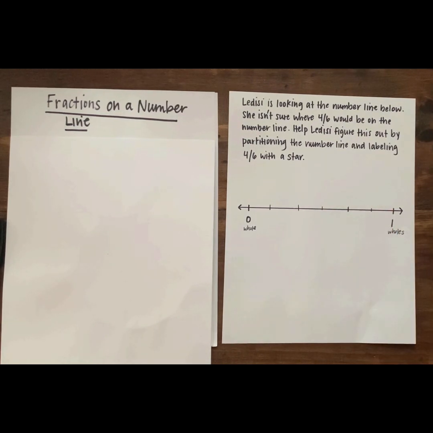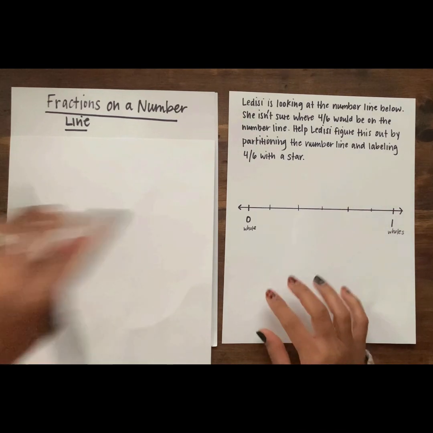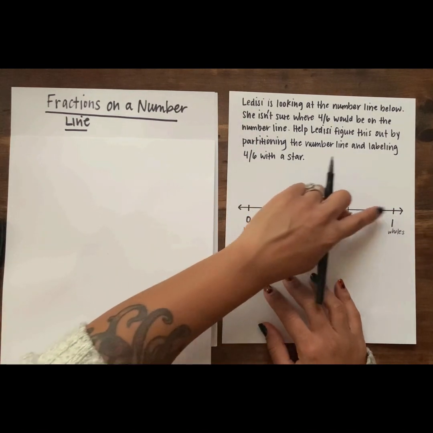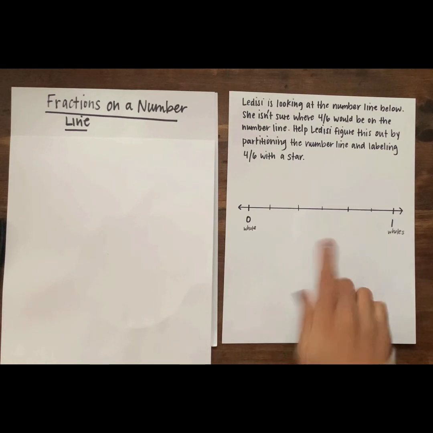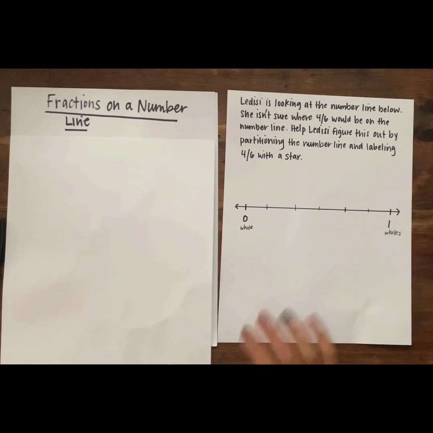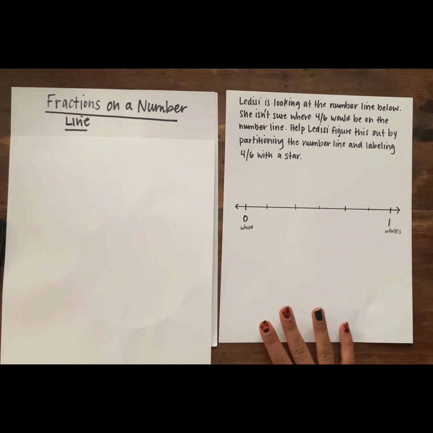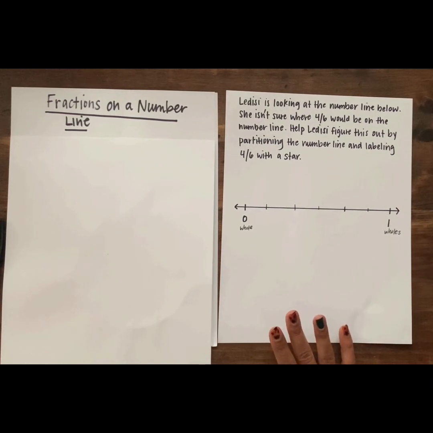I always like to count my intervals to make sure that I have the right number of parts. 1, 2, 3, 4, 5, 6. Great. We have the right number of parts. What is the unit fraction here and how do you know? Say your answer out loud.